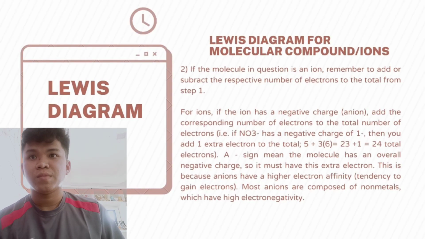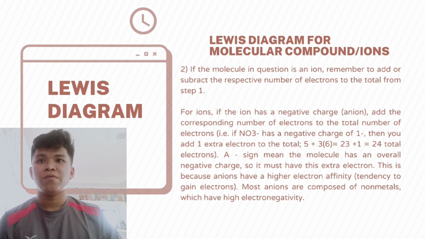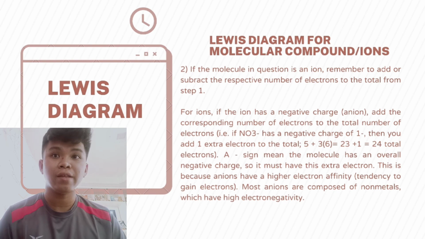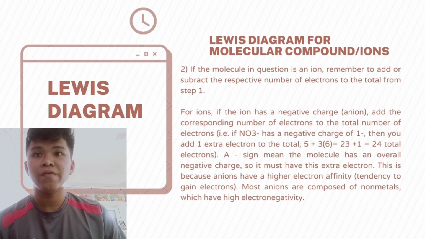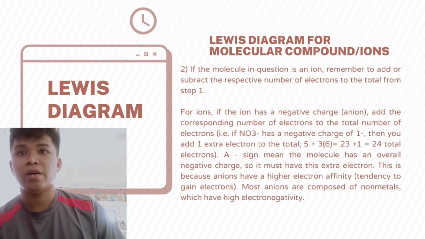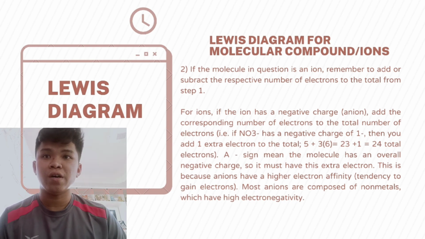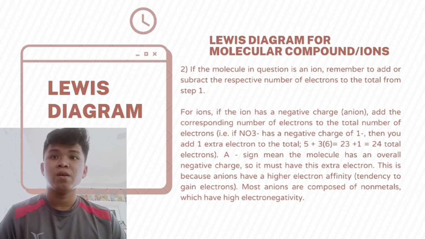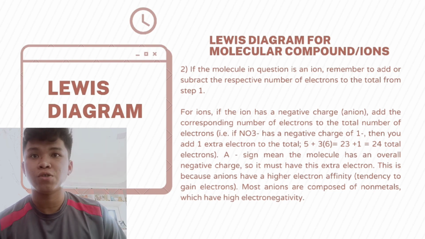So the second step, if the molecule in question is an ion, remember to add or subtract the respective number of electrons to the total from step 1. For ions, if the ion has a negative charge, or what we call the anion, add the corresponding number of electrons to the total number of electrons. Example, if NO3 has a negative charge of 1, then you add 1 extra electron to the total. So 5 plus 3 times 6 equals 23, plus 1. Therefore, ang total na electrons is 24.